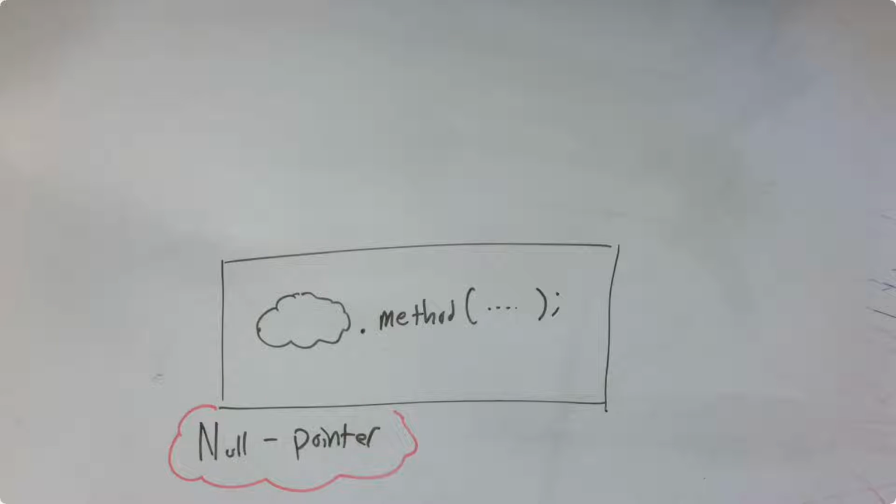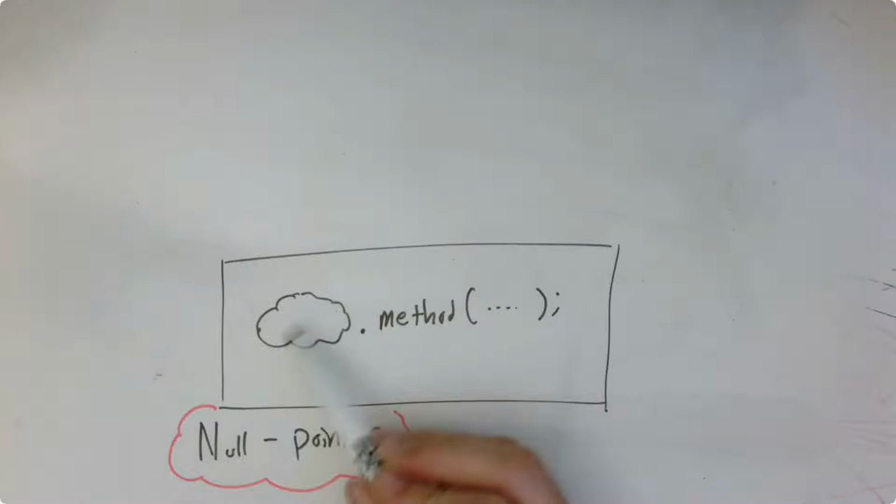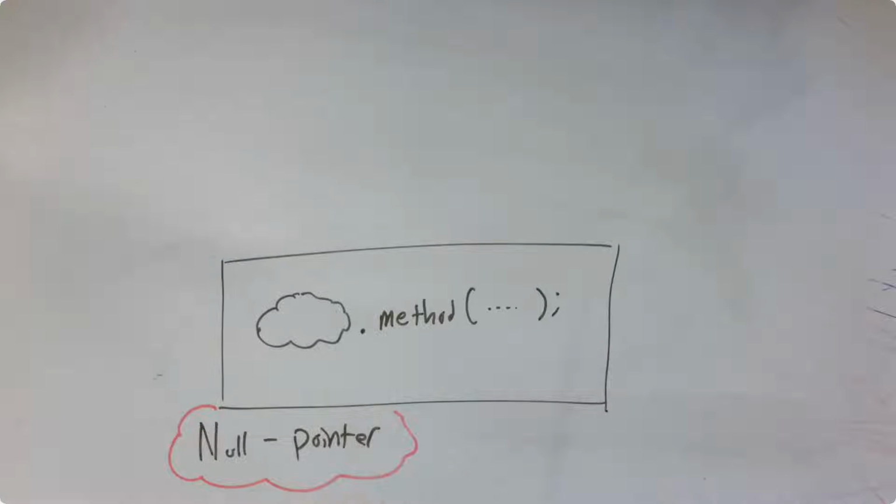Hello, let's talk really quickly about what null pointer means. The typical scenario where you'll get a null pointer exception is if you have a variable that's supposed to contain an object, and you're trying to have that object run a particular method. But actually what's inside your variable is nothing because you haven't initialized it.